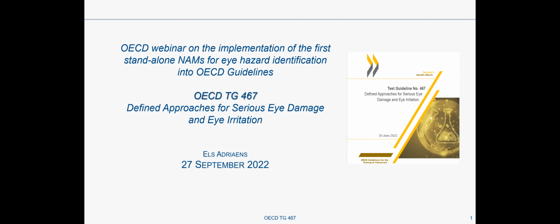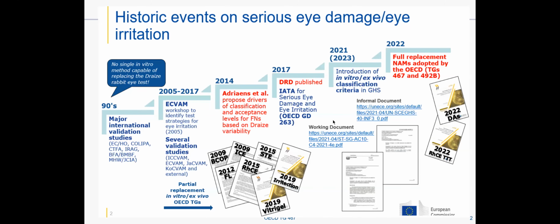On the second presentation, which is on the defined approaches for serious eye damage and eye irritation. It is TG467. But first, I would like to go back to the slide of Joel and start with, yeah, I thought that the animation was not working properly. And start with, yeah, the jackpot. One of the jackpot methods of 2022.